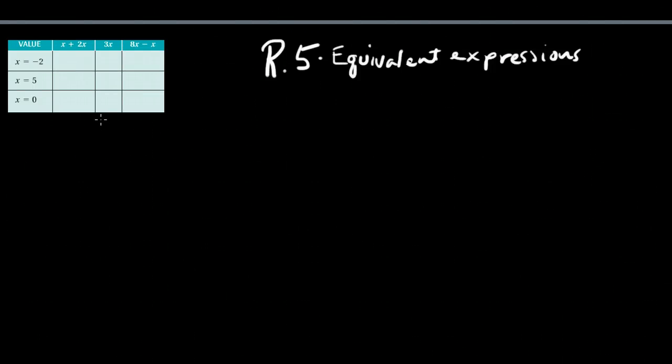The first part of chapter R.5 asks us to take a look at equivalent expressions. So what we're going to do is use substitution values for x in order to see which, if any, of these expressions are equivalent. The first one says x plus 2x, the second one says 3x, and the last one says 8x minus x.